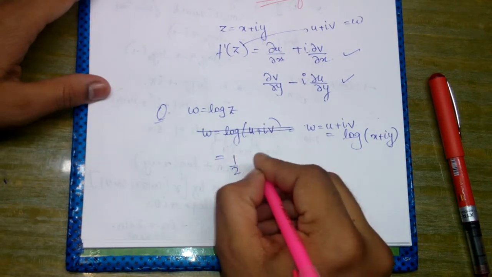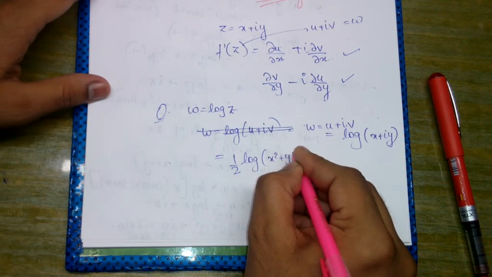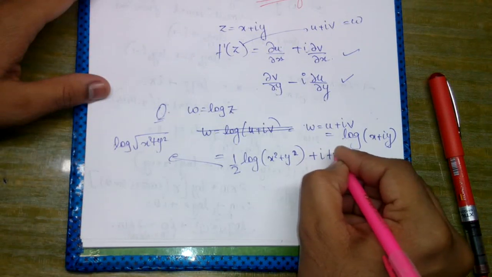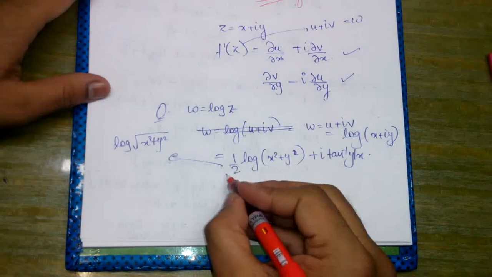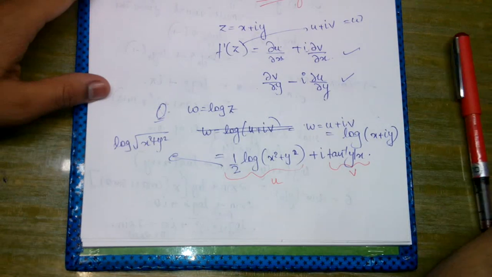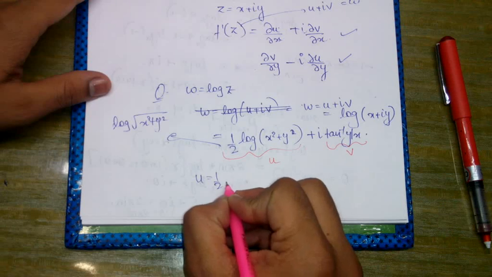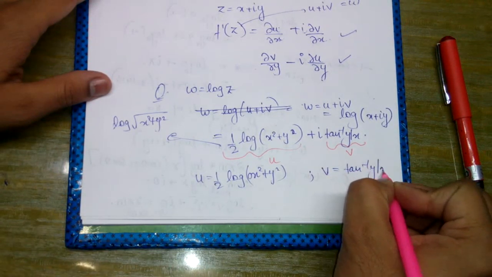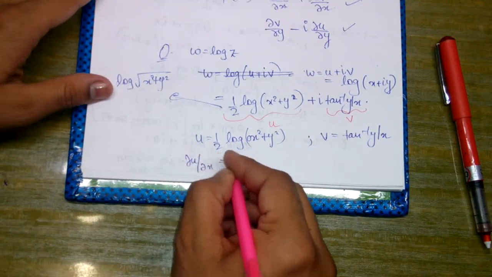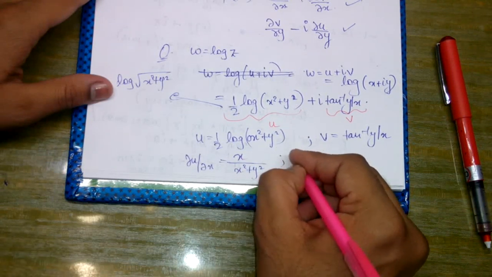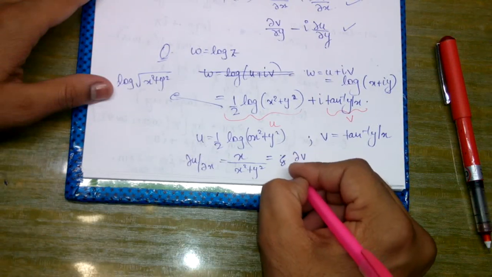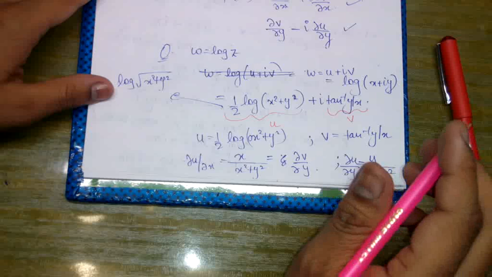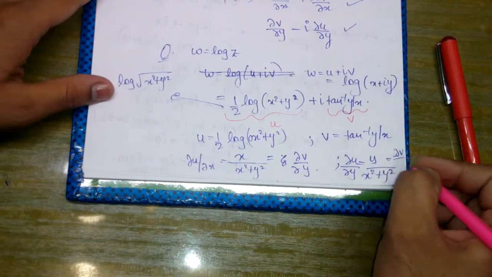Now log of x plus iy can be written as half log of x square plus y square, which is nothing but log of the square root of x square plus y square, plus i tan inverse y by x. This is the real part, that is u, and along with the imaginary part we have v. So u equals half log of x square plus y square, and v equals tan inverse y by x. Now we will find del u upon del x, and this is coming out to be x upon x square plus y square, and this should equal del v upon del y. And del u upon del y equals y upon x square plus y square, a simple partial differentiation, and this should equal minus del v upon del x.